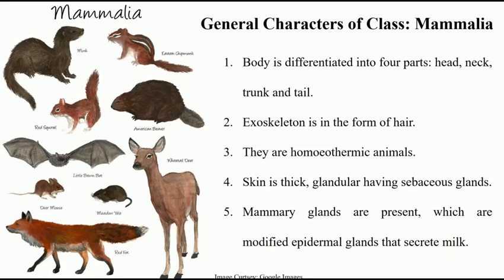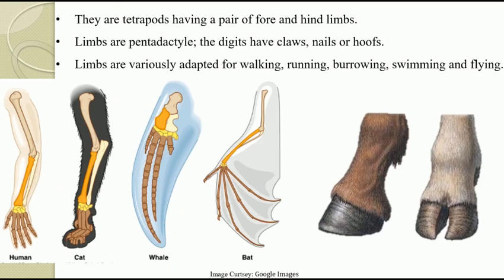So we have already seen that the presence of mammary glands is the prime character of all animals belonging to the class Mammalia. The next character is that all these mammalian organisms are tetrapods.